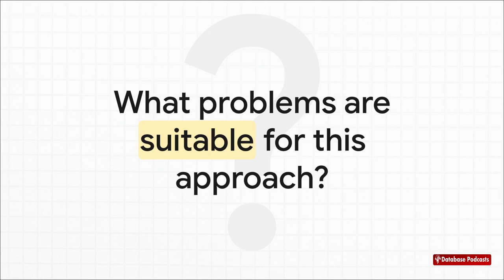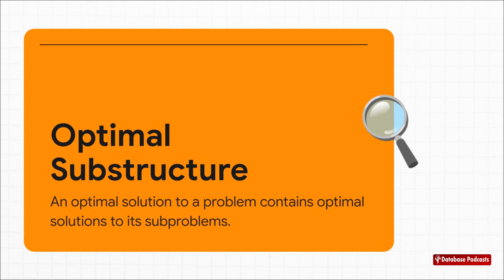So what are they? First up, it needs something called optimal substructure. All this really means is that the best solution to the big problem is made up of the best solutions to its smaller parts. So for our DNA problem, it means the longest common sequence of 2 long strings has to contain the longest common sequence of shorter versions of those same strings. It's a simple idea, but it's absolutely crucial.